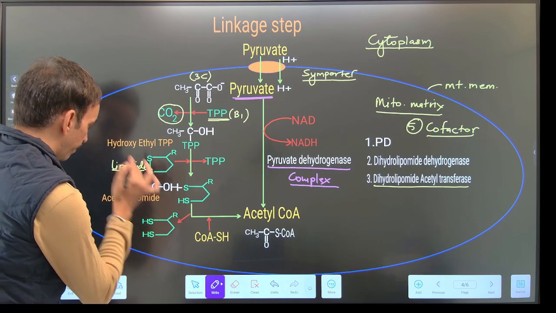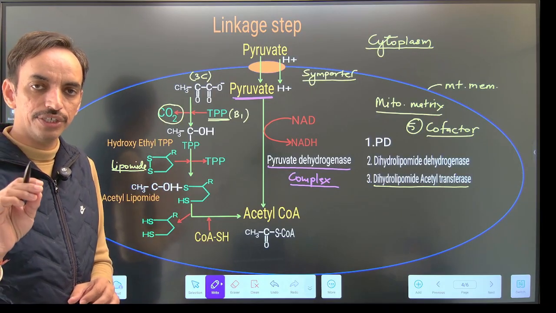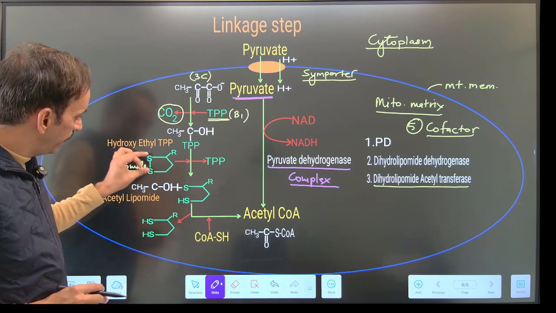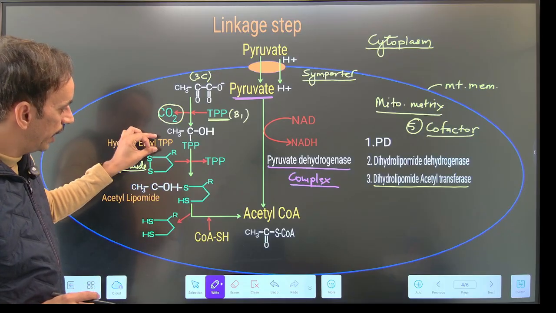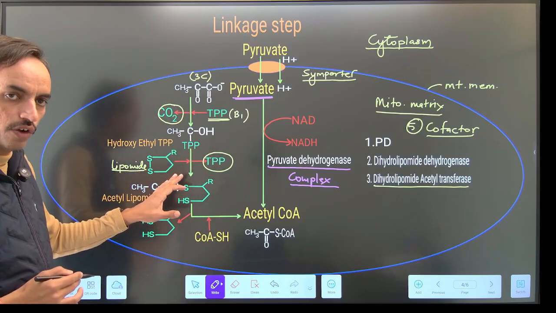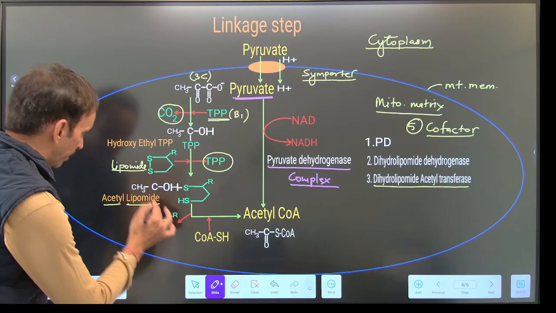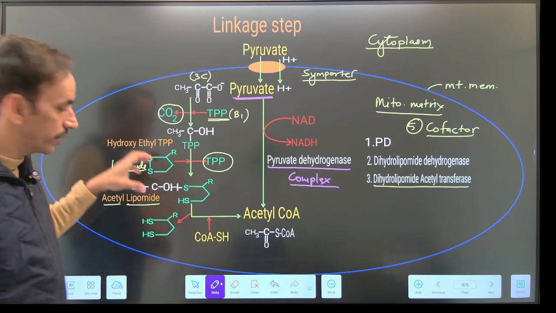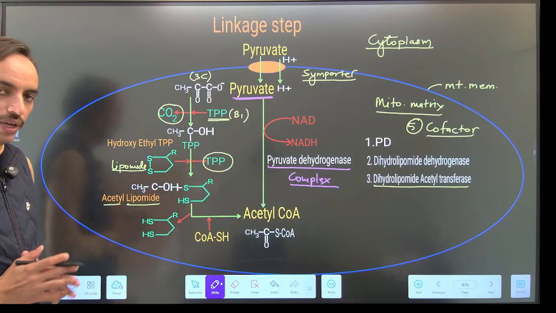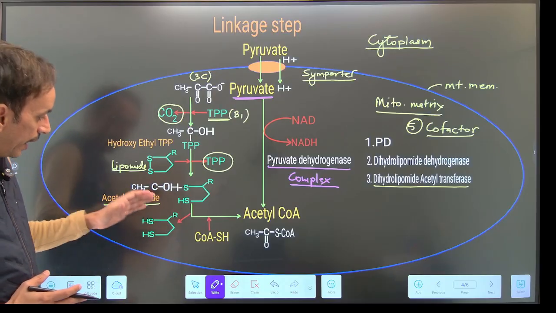It is having 2 sulfur groups which are under oxidized condition. So there is an addition of lipoamide onto the hydroxyethyl TPP. There is a removal of this TPP and simply the addition of lipoamide that leads to the formation of acetyl lipoamide. जो आपका हाइड्रोक्सीइथाइल था, सिंपली उसके ऊपर लिपोमाइड को ऐड कर दिया गया, दैट लीड टू द फॉर्मेशन ऑफ ए एसिटाइल लिपोमाइड.